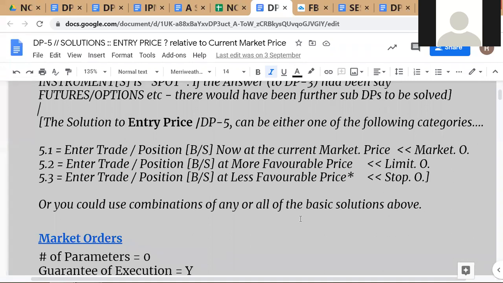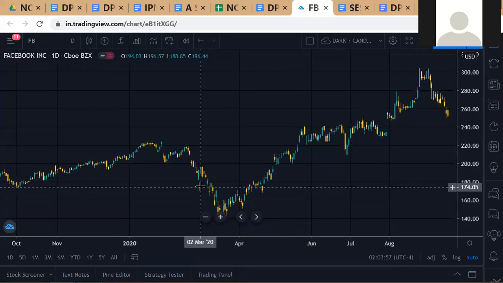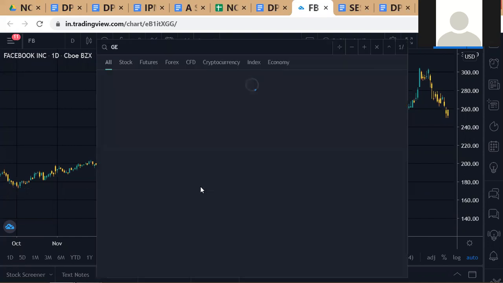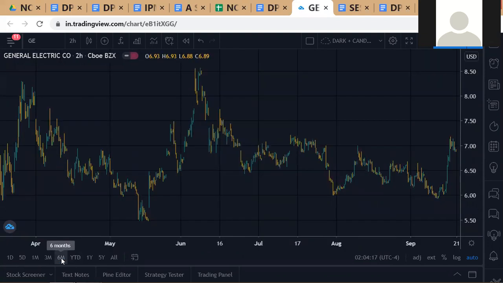Remember that if you're a seller, you flip this around. Look at something like GE, let's say for whatever reason you want to sell. You think that this is not going to be exceeded and it's going to keep on going lower. Right now GE is around $7, but you think that GE is going to come to $8. Then you would leave a limit order to sell at this price.